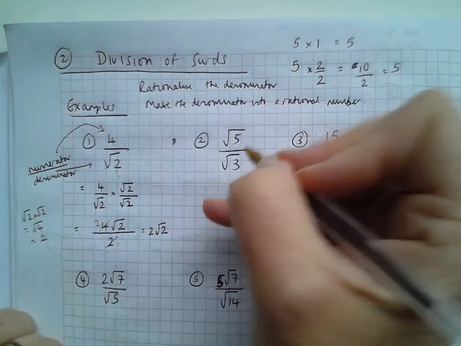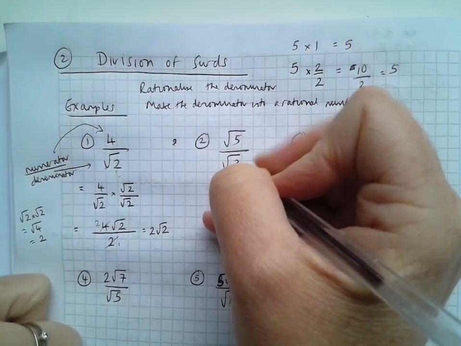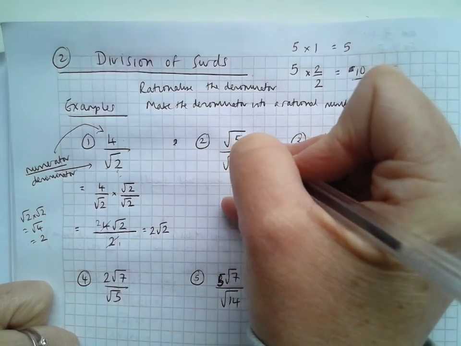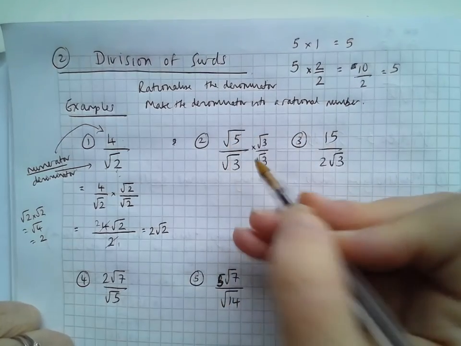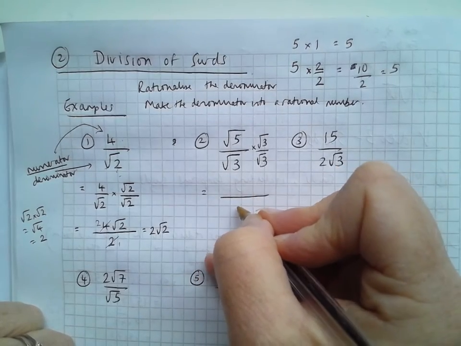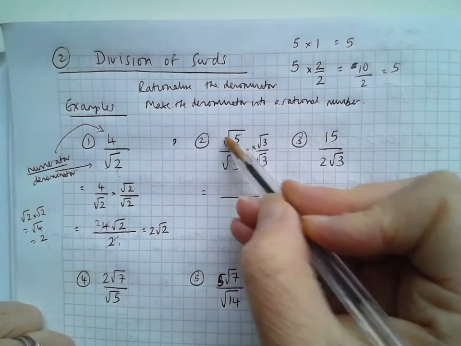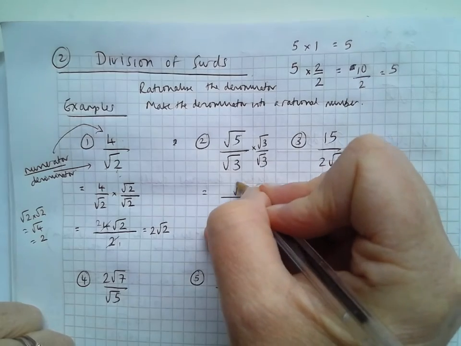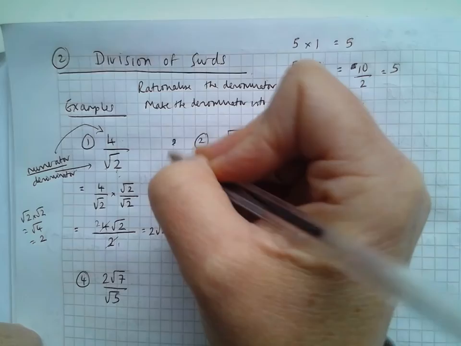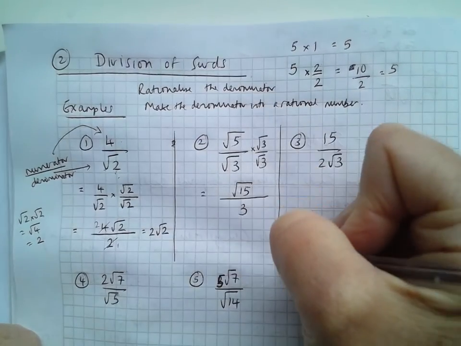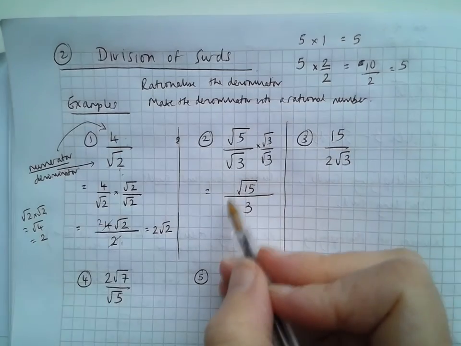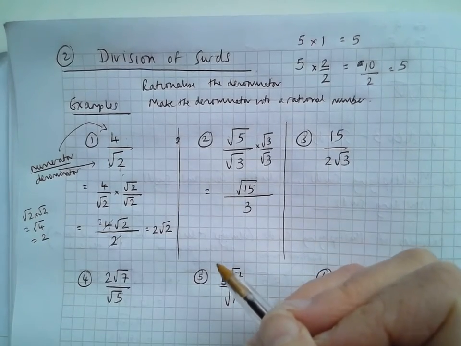Root 5 divided by root 3. Well, I'm going to multiply above and below there again by root 3. Because root 3 by root 3 will give me the square root of 9, which is 3. Root 5 by root 3 will give me root 15. So root 15 over 3 will be the answer to that one. Okay, and that's all I can do. I can't do anything else with that.